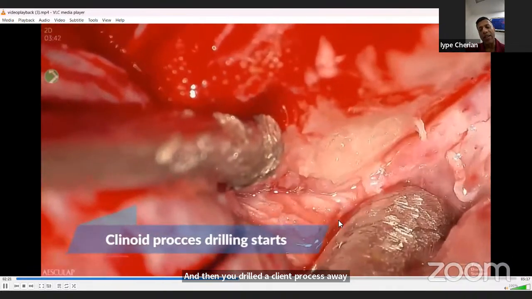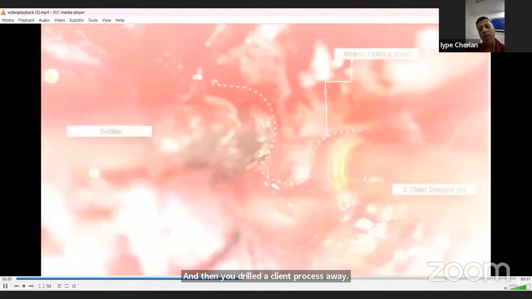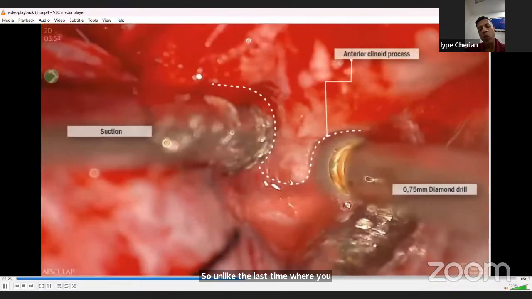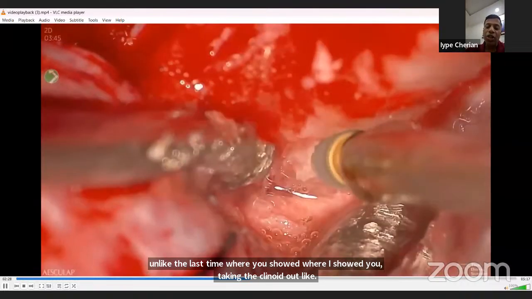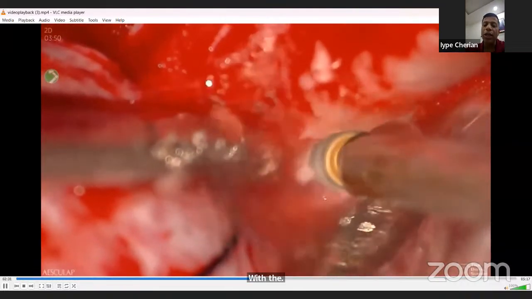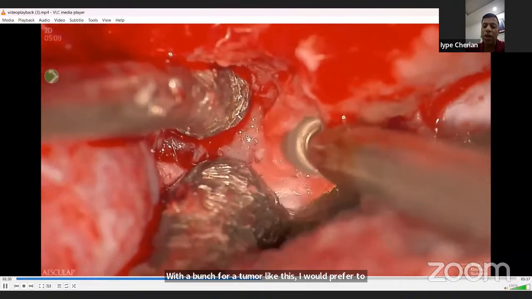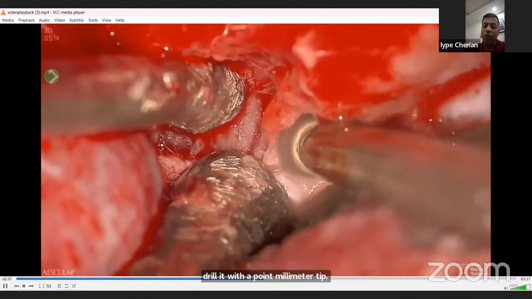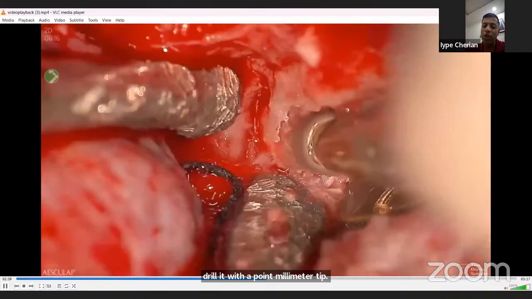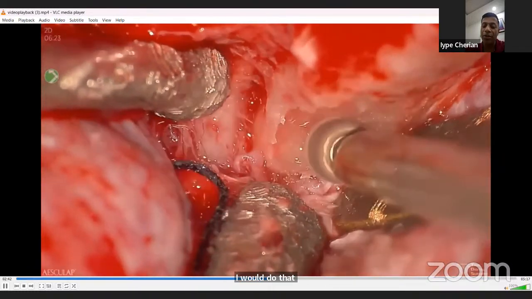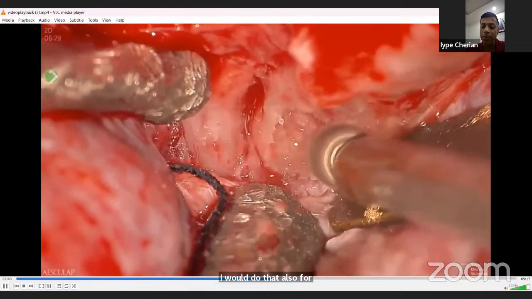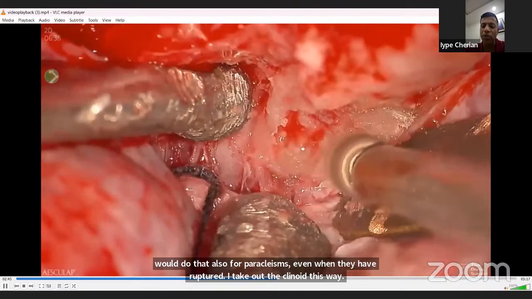So unlike the last time where I showed you taking the clinoid out with a punch, for a tumor like this, I would prefer to drill it with a 0.75 millimeter tip. I would do that also for paraclinoid aneurysms. Even when they have ruptured, I take out the clinoid this way, extradurally. I've been doing that for so many years.